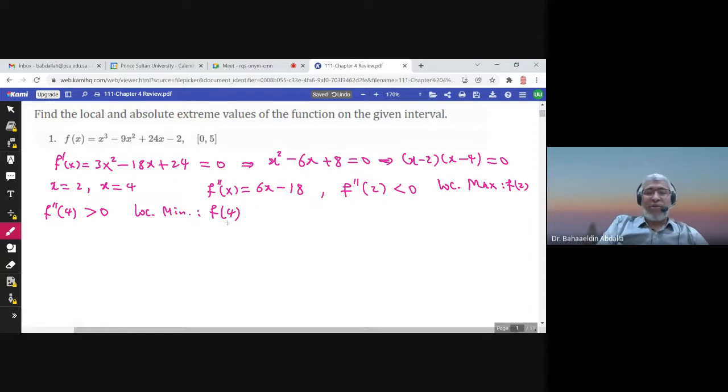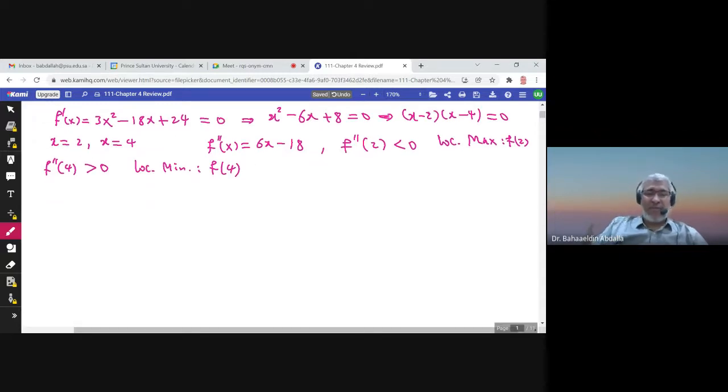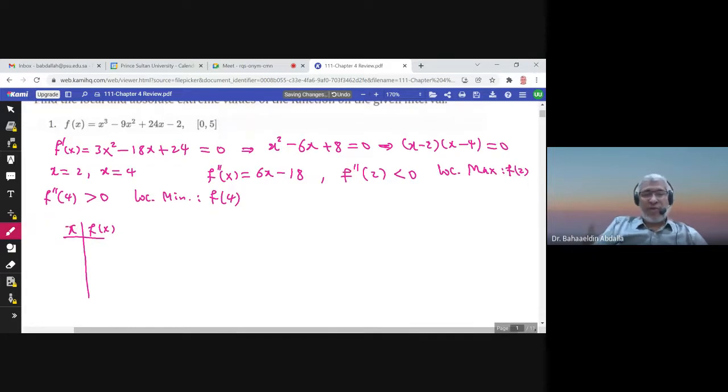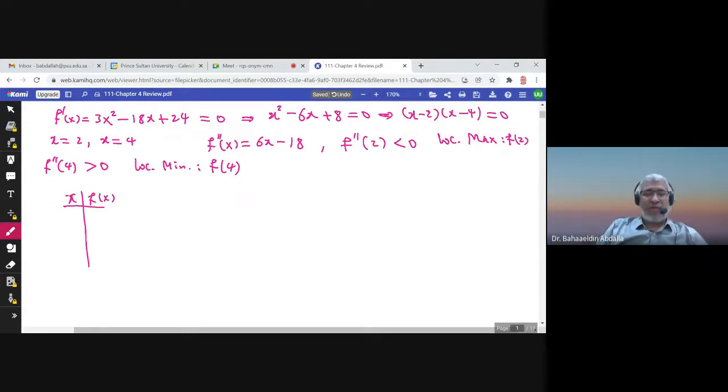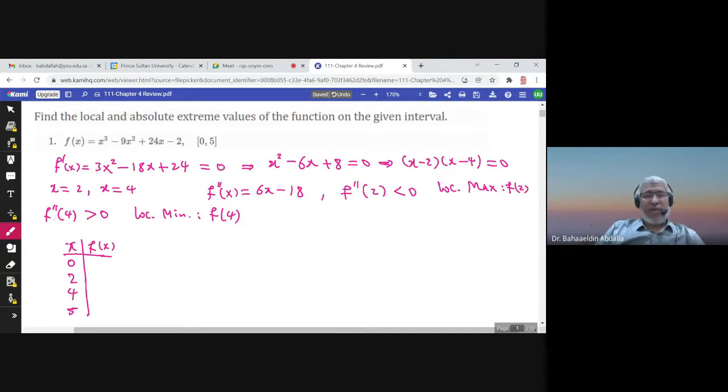Now to find the absolute maximum and the absolute minimum, I make a table for x and f of x. I put the endpoints of the interval, 0 and 5, and the two critical numbers are 2 and 4. And notice that 2 and 4 are in the interval from 0 to 5, okay? And I find f of all of these numbers. f of 0 is easy, it's negative 2.